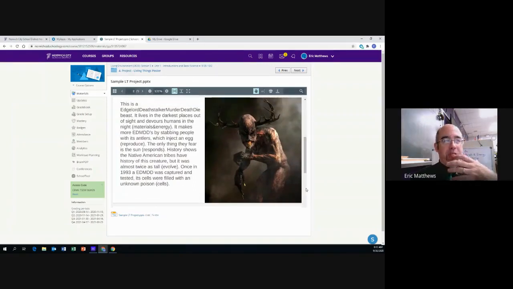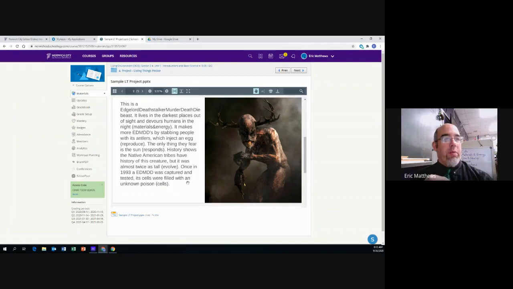And this would have been some digital art where I would have modified and changed things around. So this is an Edgelord, Deathstalker, Murder, Death, Die beast. Because, you know, edgelords like to be edgy. It lives in the darkest places out of sight and devours humans in the night. That's its materials and energy, the food that it eats. It makes more, this is short for the full name, by stabbing people with its antlers, which inject an egg. The only thing they fear is the sun.